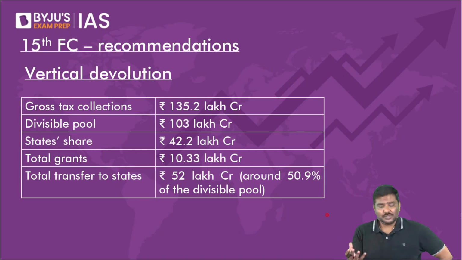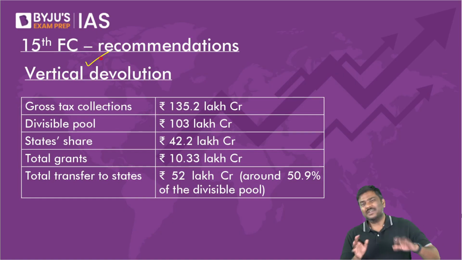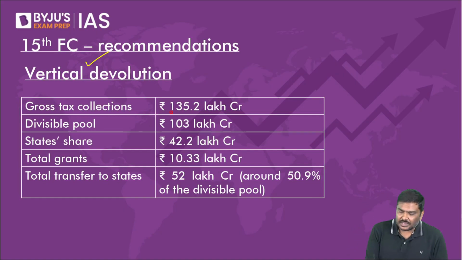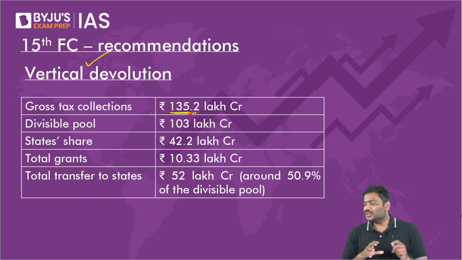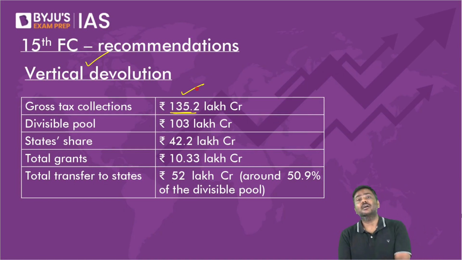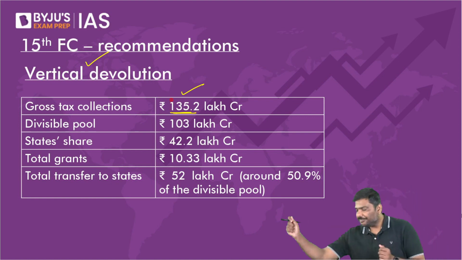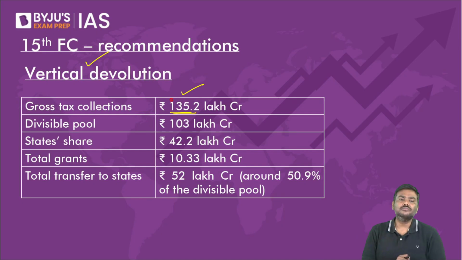Okay. Now, in case of vertical devolution, as per the recommendations, in 5 years, the total amount of taxes collected by the central government will be 135 lakh crore rupees. Out of that, if you take out the cesses as well as surcharges, the divisible pool will become 103 lakh crore.